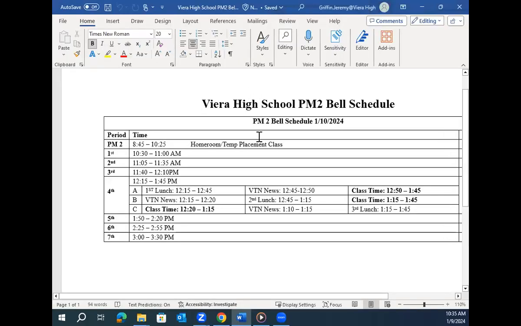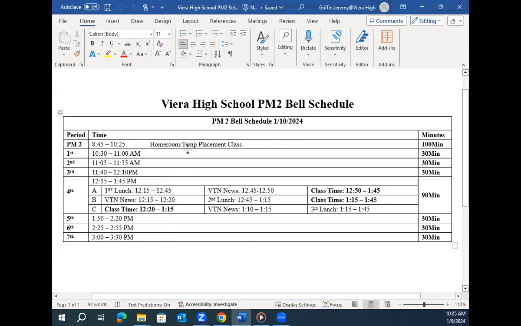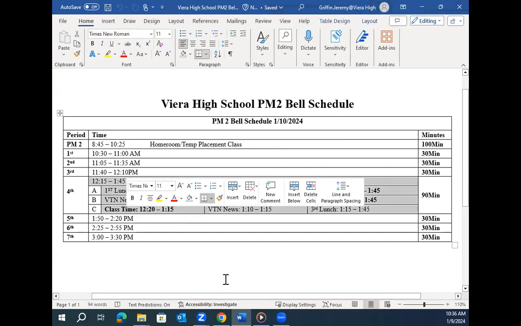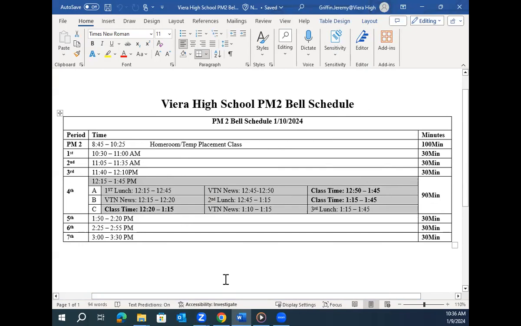All right, and so here's what's going on tomorrow. Go to your homeroom class first. You'll be there till 10:25, and then you'll go to all your other classes for half an hour each. Your lunch is going to be with your fourth period class. So check what lunch you have so that you know whether to go to lunch first or to your class first. All right, so that'll be tomorrow.